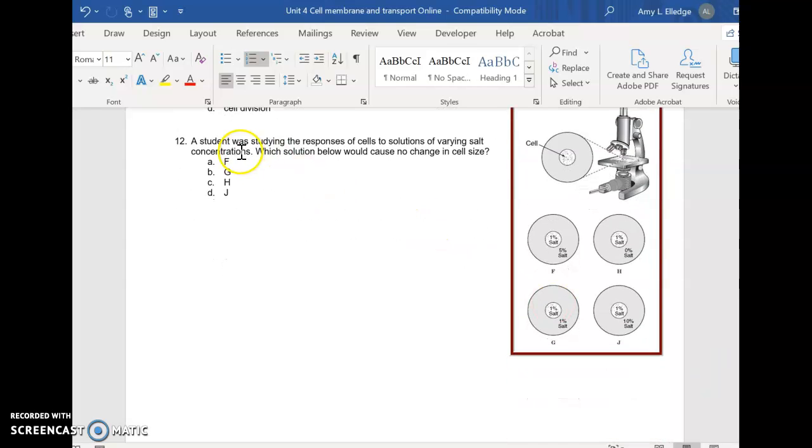Number 12, a student studying the responses of cells to solutions of varying salt concentration, which one cause no change? So in order for there to be no change, you have to have an isotonic solution. And that means they're going to be the same. So 1 and 5, not the same. 1 and 0, not the same. 1 and 10, not the same. 1 and 1 is the same. So G should be your answer for that one.